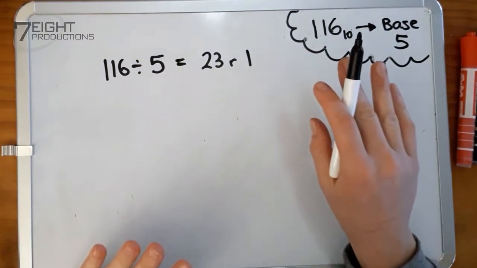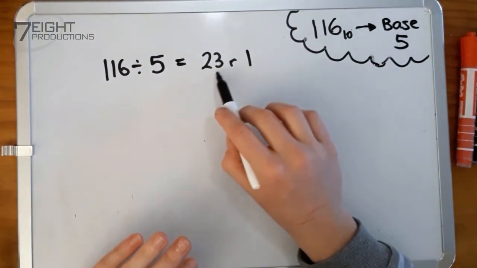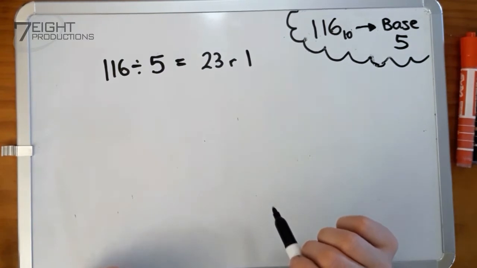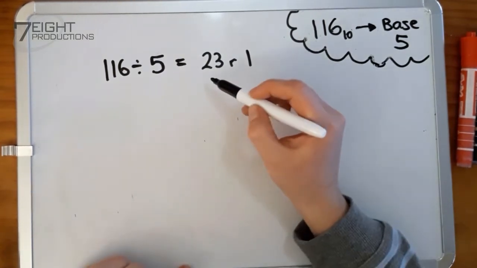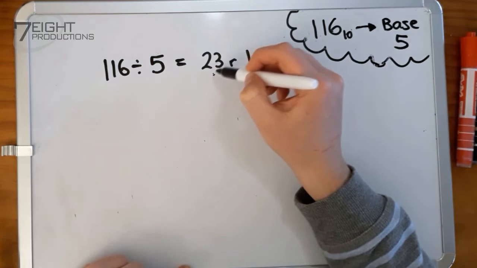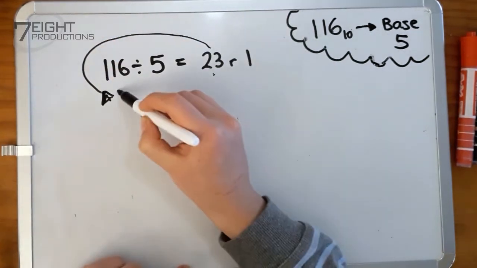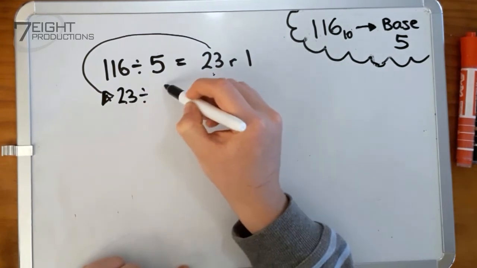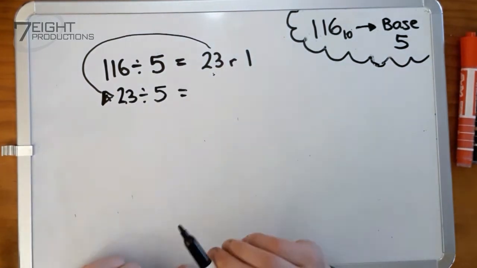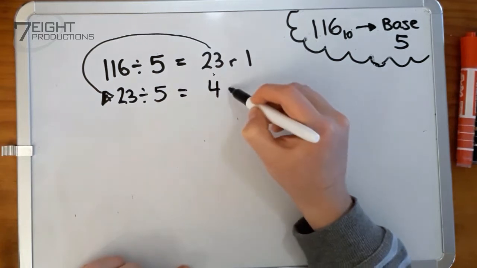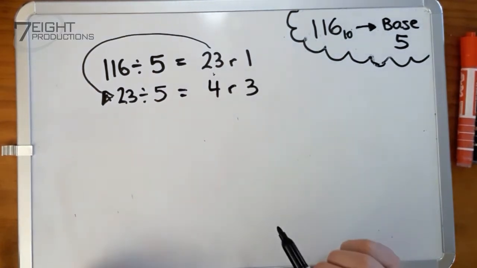We're not working with decimals at the moment. Just do whole numbers with a remainder. Okay, once we've done that, we take this number and that becomes our next one to be divided by 5. So we have 23 divided by 5. And that is equal to 4 remainder 3.